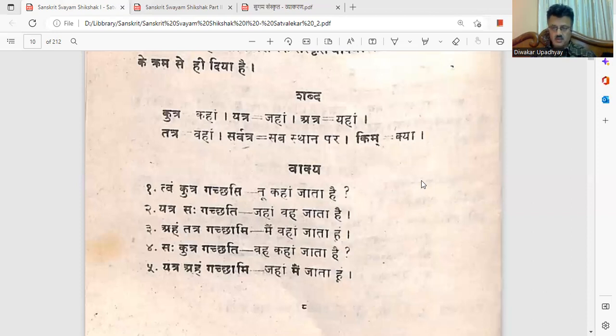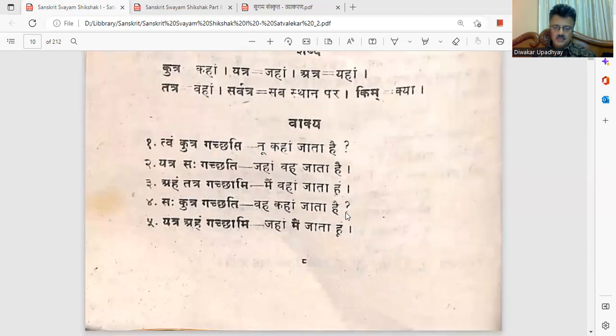Yatra sah gacchati, where he goes. Not a question, but positive sentence. Yatra sah gacchati, I'll be there where he goes. In this sentence, where means yatra. Yatra means where. Yatra sah gacchati. It's not a question. It's an affirmative sentence. Kutra sah gacchati. Where does he go? Question. Yatra sah gacchati. Where he goes. Affirmative.